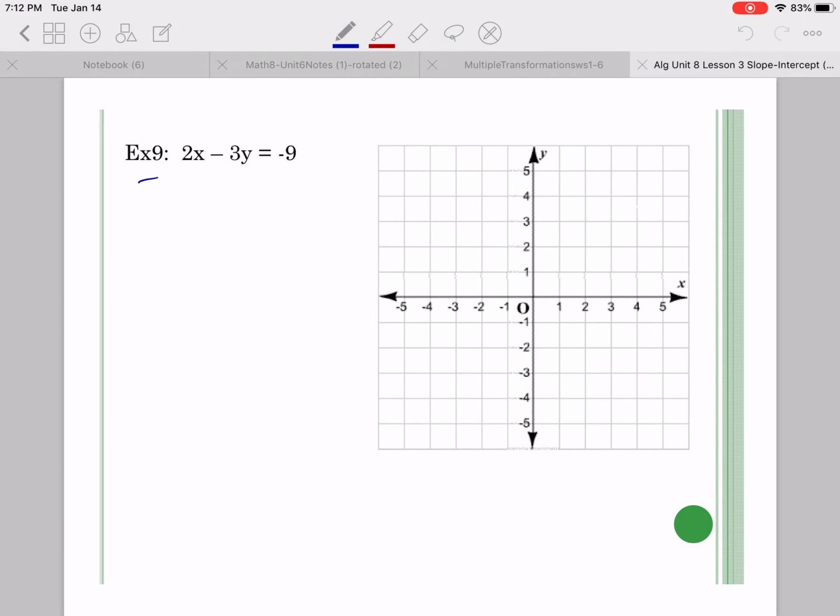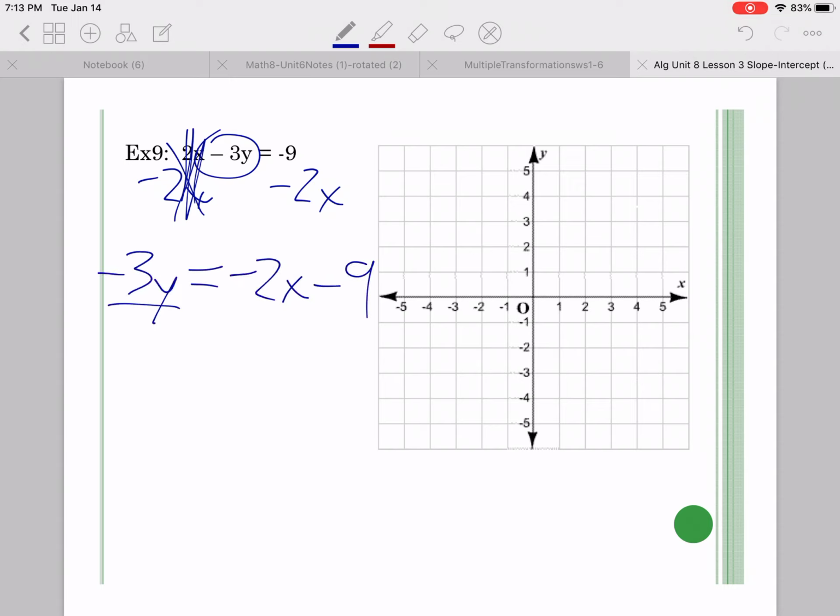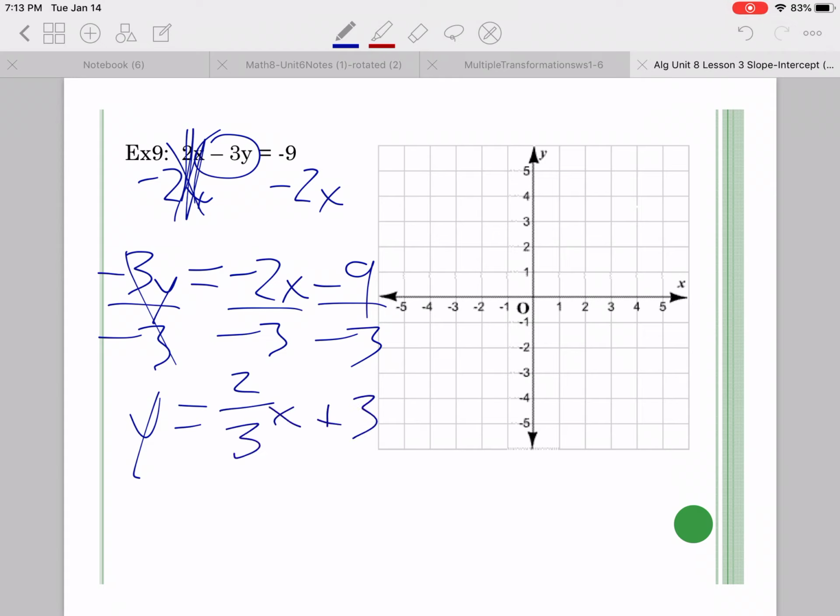All right, doing the same thing here. You'll kind of notice a trend on a lot of these. You typically will always move over the x first. Keep in mind that's a -3y. We get -2x minus 9 there. Divide both sides by -3. We get y is equal to a positive 2/3 x plus 3. Let's start up at positive 3. And we're going to go up 2, over to the right 3. And then that would be our line.